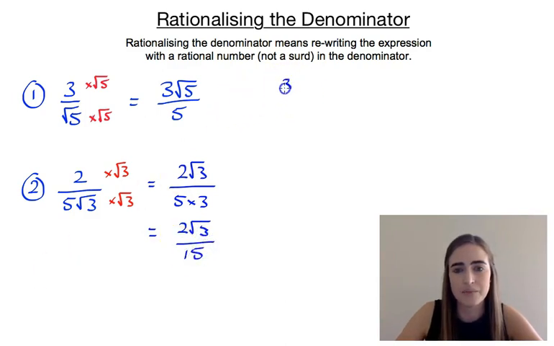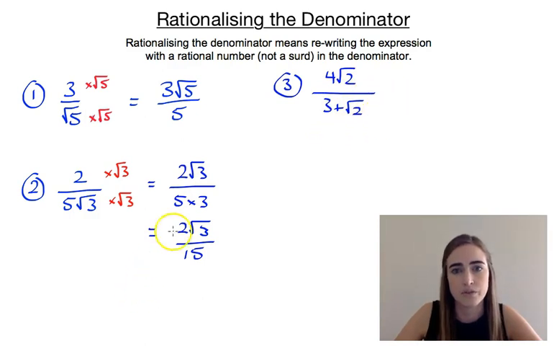Right, one last example. If we had 4 root 2 over 3 plus root 2. Right, in this one, if we just multiplied the top and the bottom by that square root of 2, we'd end up with 3 root 2 plus 2, because we'd have to multiply each thing in the bottom by square root of 2. So that's not going to help us because we'd still end up with a surd. What we're going to have to do is multiply top and bottom by 3 minus root 2. So we're going to multiply it by the same thing, but switch our positives and negatives in the middle there.